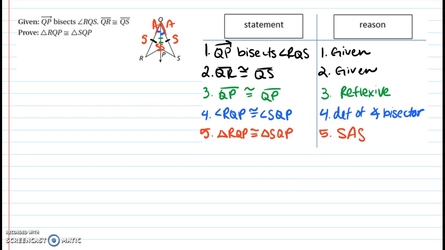Those two sides that I know are congruent, they also share that congruent angle in between, and those are corresponding in both of my triangles that I'm trying to show congruency in. And so I'm done. I've now proven that my two triangles are congruent using side, angle, side.